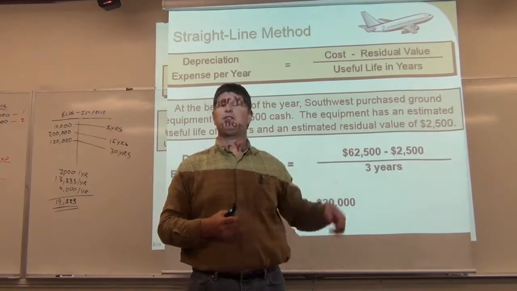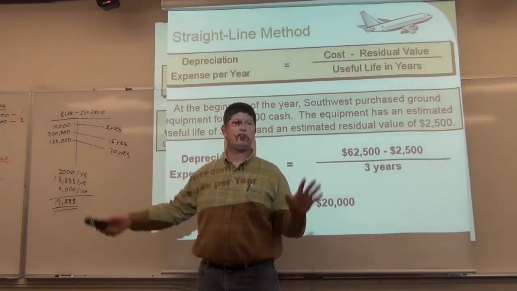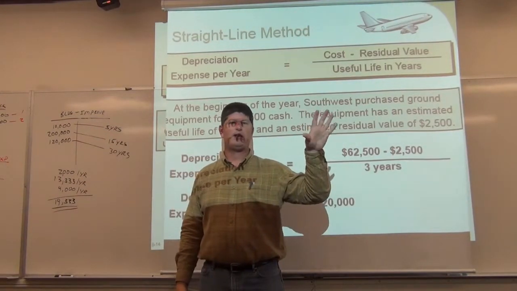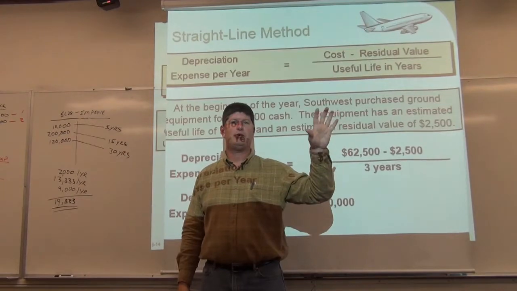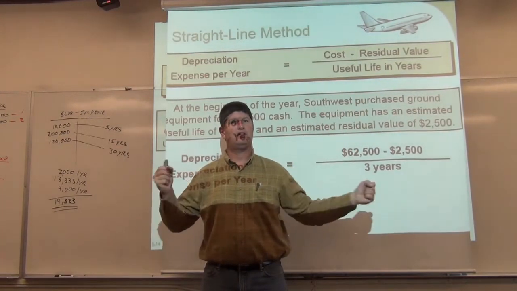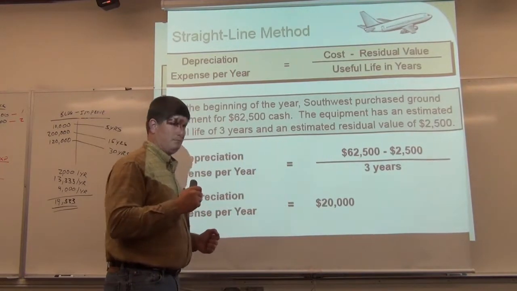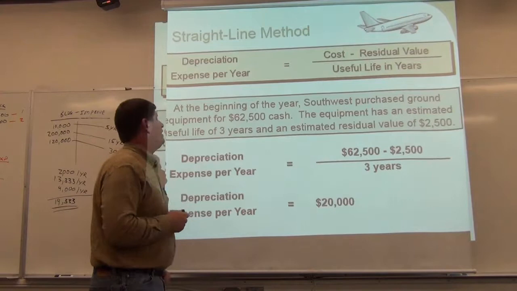Okay? In our example, we had a truck that was going to be around for 5 years. You divide by 5. If we were calculating it every month, it would be 5 times 12. You'd divide by 60. Good? Okay. So here we go.